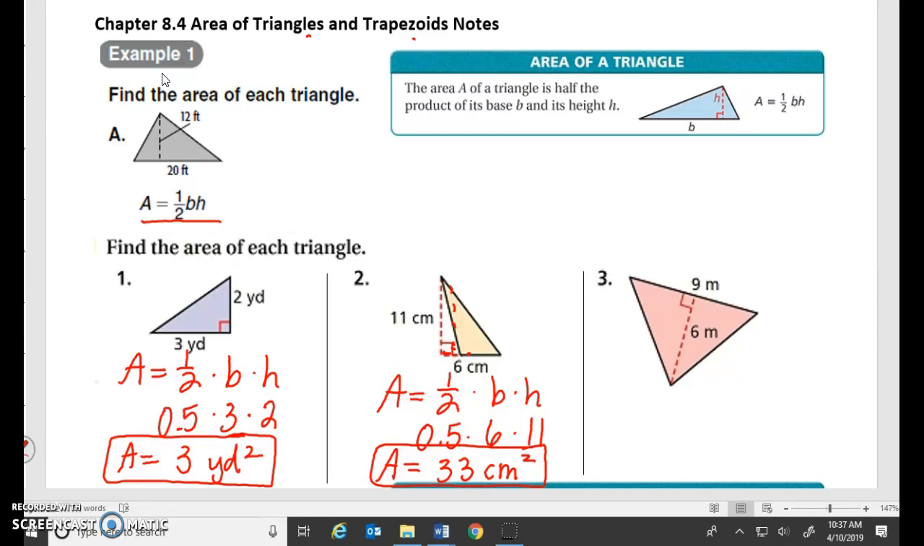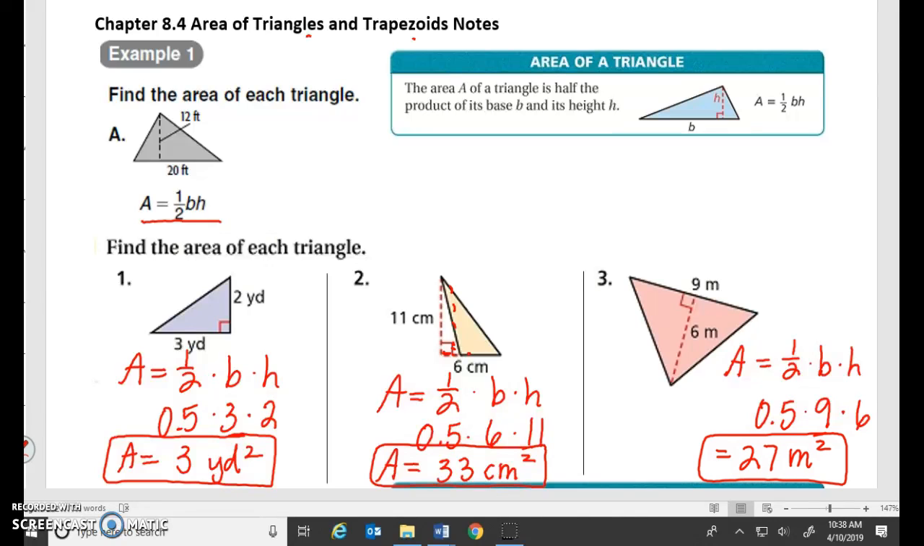The next one, this is another triangle. What's the formula for area of a triangle? 1/2 times base times height. 1/2 becomes 0.5. My base is 9. My height is 6. Now, just a word of caution, sometimes when you have a shape that's turned, it's hard to find the base. So sometimes you need to turn your paper in order to find that base. Go ahead and solve this and put a label on it. Okay, you should have ended up with 27 meters squared.